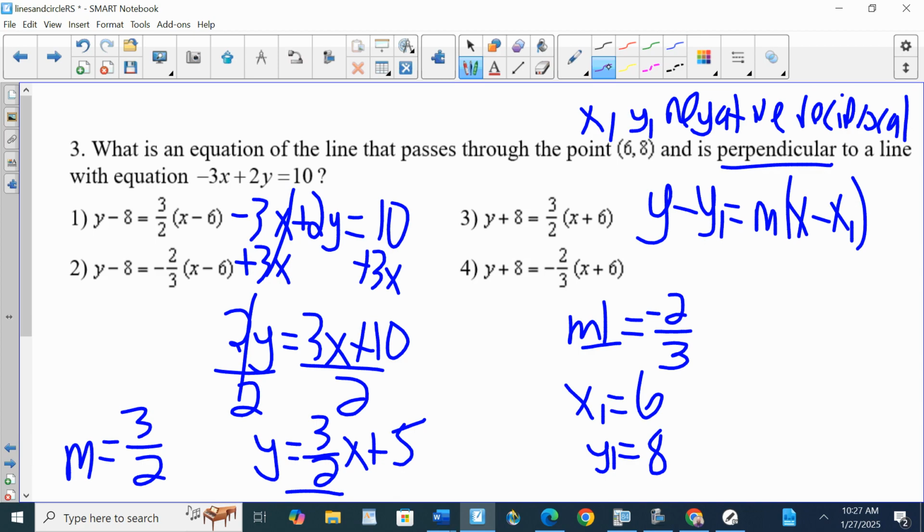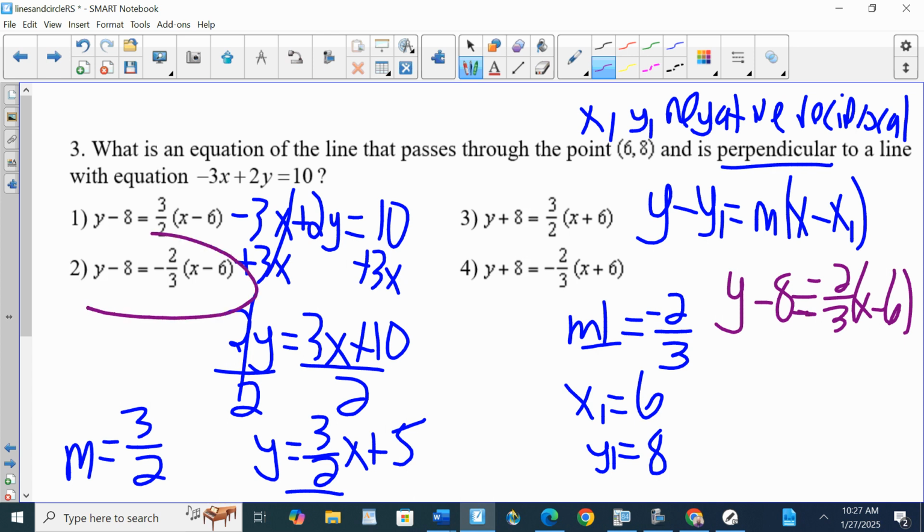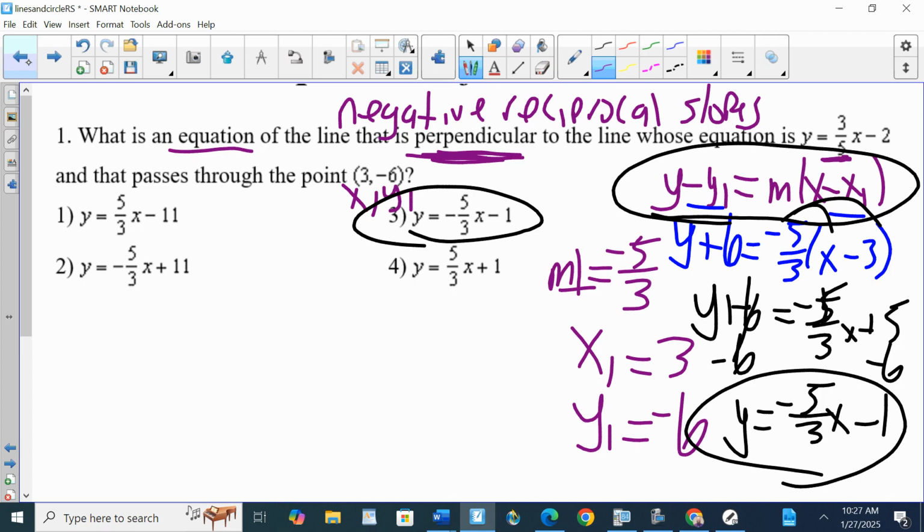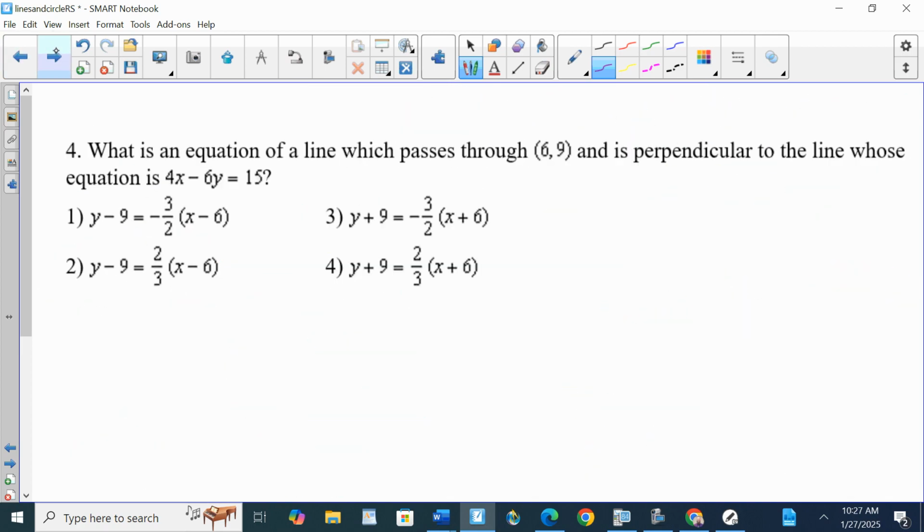I pop it into point slope. Minus y1 means change the sign of y1. That's minus 8. M is negative 2/3. X minus 6. The choices are in that form. I look for it, and there it is. All right, you'll have two questions on this. One will be in point slope form. This one is called slope intercept form, y equals mx plus b. That's it. Practice it. Get it right.